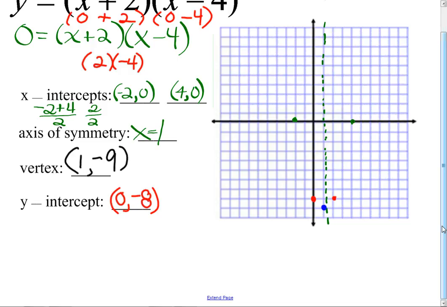And now I can draw my parabola. Please make sure you draw parabolas and not V's, because I will mark it wrong if you draw a V, because it's a smooth curve. It's like a VU. That's right, I like that. A VU. It's like an oval.